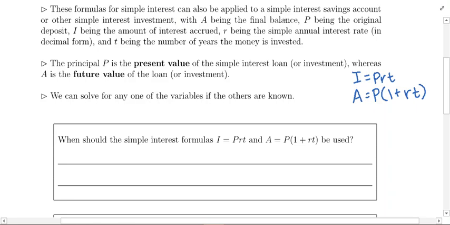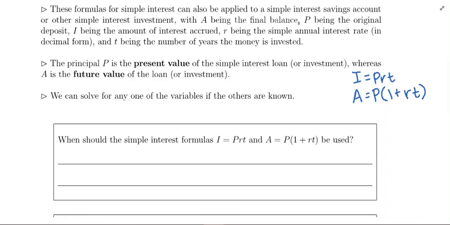A is going to be your final balance of your savings account. P is going to be the original deposit. I is going to be the amount of interest accrued. R is going to be the simple annual interest rate in decimal form. And T is going to be the number of years the money is invested. Okay, so you can look at your situations either as loans or savings accounts.